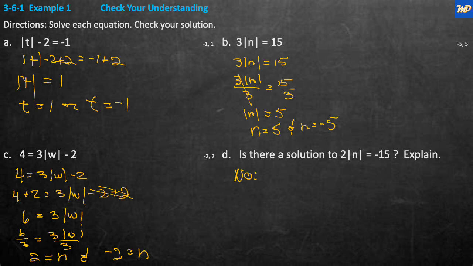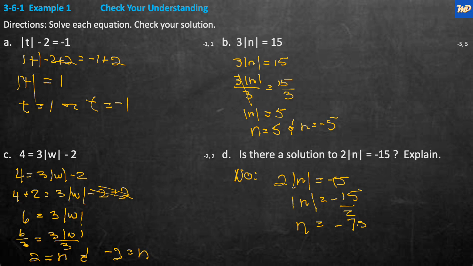So we're going to divide by a positive number to get rid of it. And when you do, what are you going to get? You're going to get 2 times the absolute value of n is equal to negative 15, so the absolute value of n is equal to negative 15 divided by 2, which is negative 7 and 1/2.